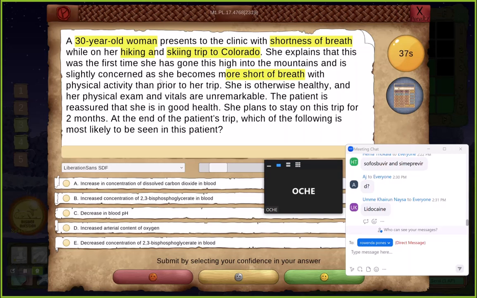She is otherwise healthy and her physical exam and vitals are unremarkable. The patient is reassured that she is in good health. She plans to stay on this trip for 2 months. At the end of the patient's trip, which of the following is most likely seen in the patient?